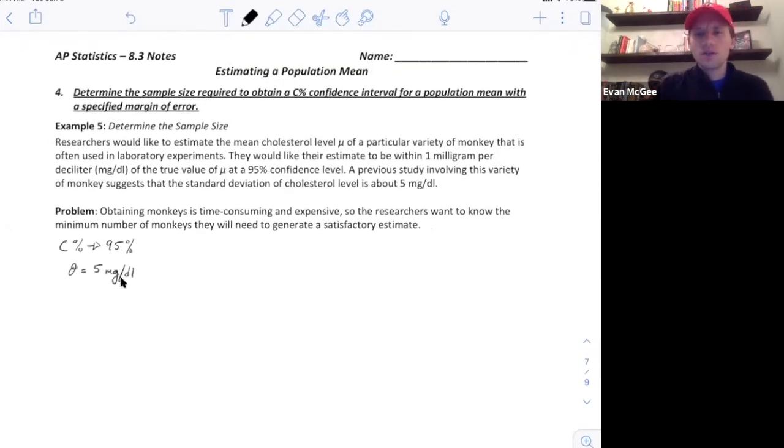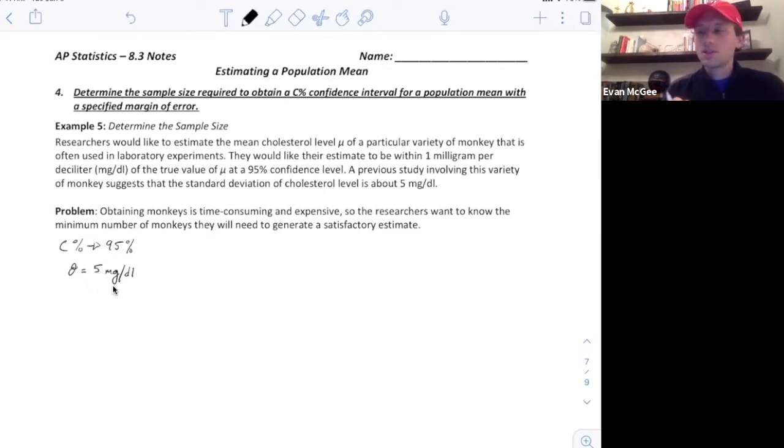What I've done is written down all the information they gave us. We have a 95% confidence interval, and they also gave us from a previous study the estimated standard deviation of their cholesterol levels. So since this is the case, we have a good estimate of the standard deviation for the population, and that means we're going to actually use a z interval instead of a t interval.